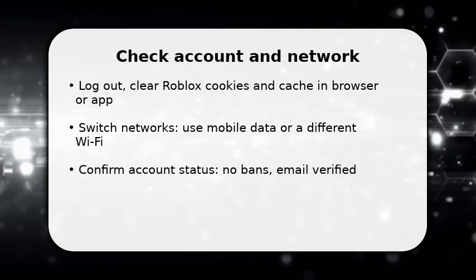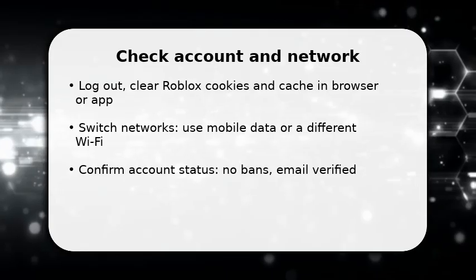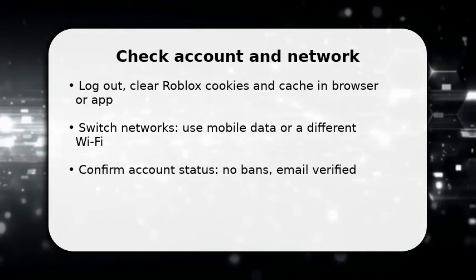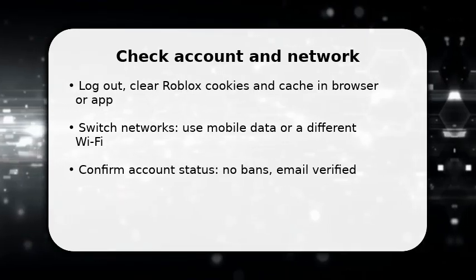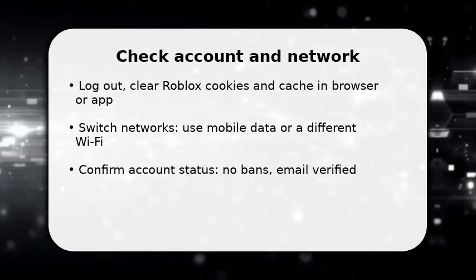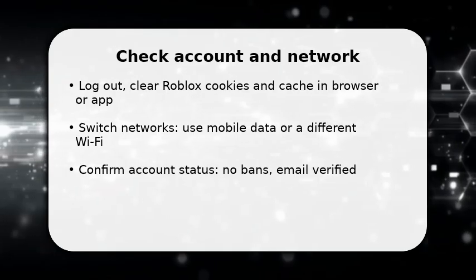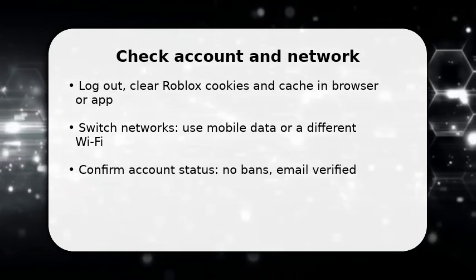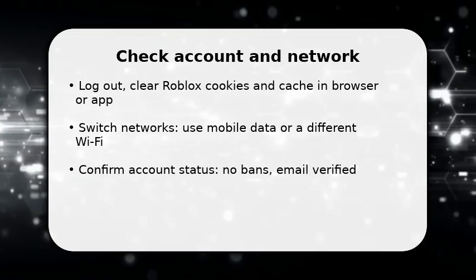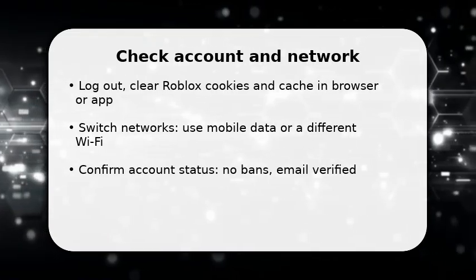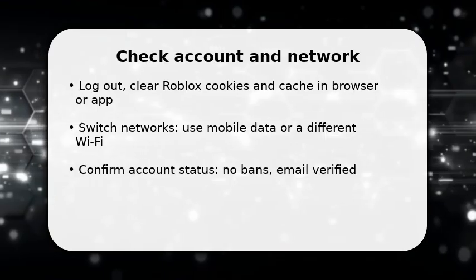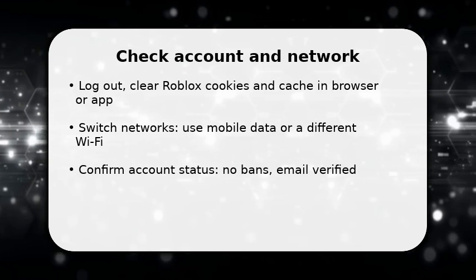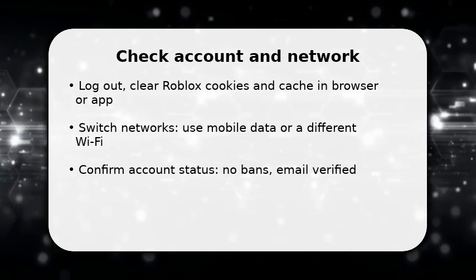You start by verifying the easy, high-impact items. Log out of Roblox and clear the app or browser cache because stale tokens often cause a 400. Once done, switch to a different network or use mobile data to rule out ISP or NAT problems, and make sure your account is active and email verified. Invalid or unverified sessions can trigger malformed requests. These steps remove common causes fast and prepare you for deeper fixes if the error persists.